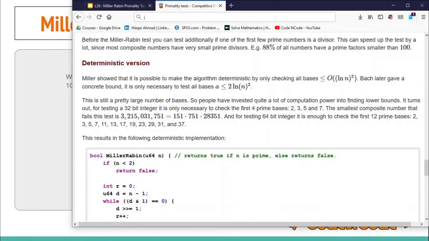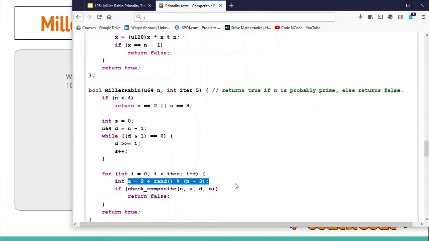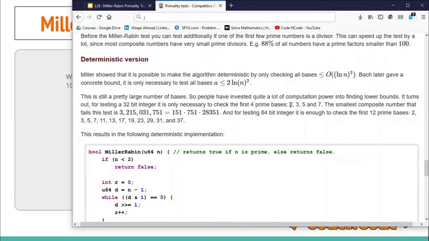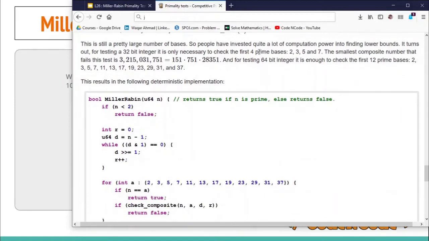If an integer is a 32 or 64 bit integer, instead of randomly choosing your base, if you are working with a 32 bit integer, you can test with these four prime numbers 2, 3, 5, and 7. You can test only with these four bases for a 32 bit integer. If the Miller-Rabin test tells that n is a prime number using all of these prime bases, then its accuracy is 100%. Why? One more thing, then I'll tell you why. If you are working with a 64 bit integer, then running the Miller-Rabin test on the first 12 prime numbers is enough.